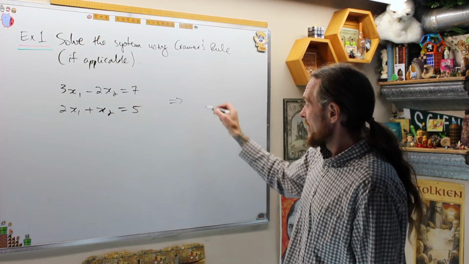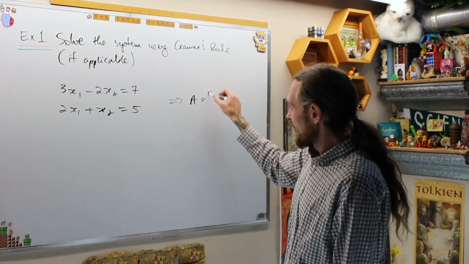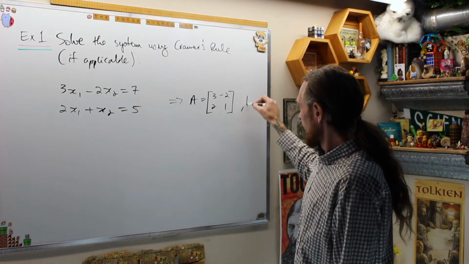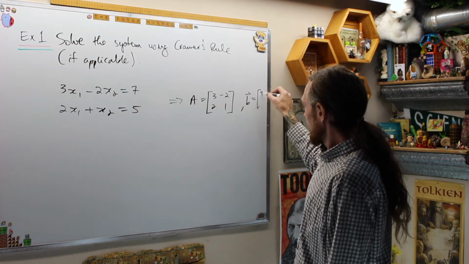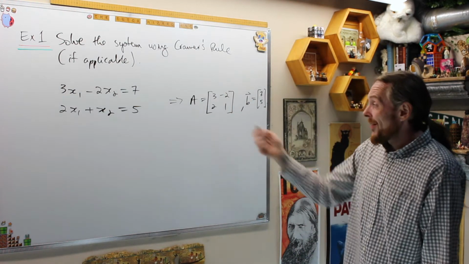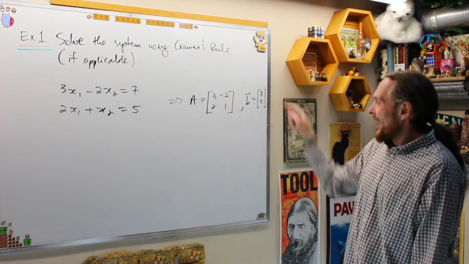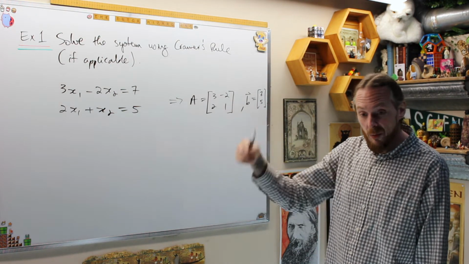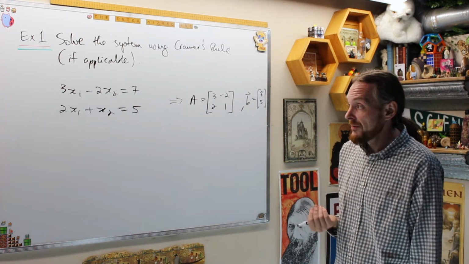This is a 2x2 linear system. My coefficient matrix A is going to be 3, negative 2, 2, 1, and B, if we need it, is 7, 5. Those are the two pieces of information from the theorem. Now I have my coefficient matrix, it's all numbers, and we have B, it's all numbers. If the determinant of this is non-zero, we'll cook up A1 and A2 and then find ratios of determinants to solve this system.